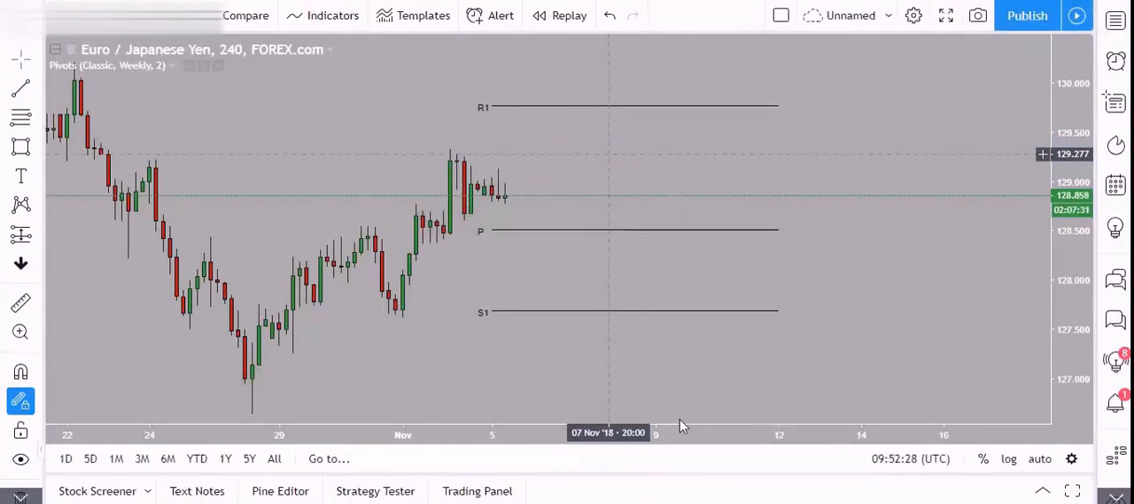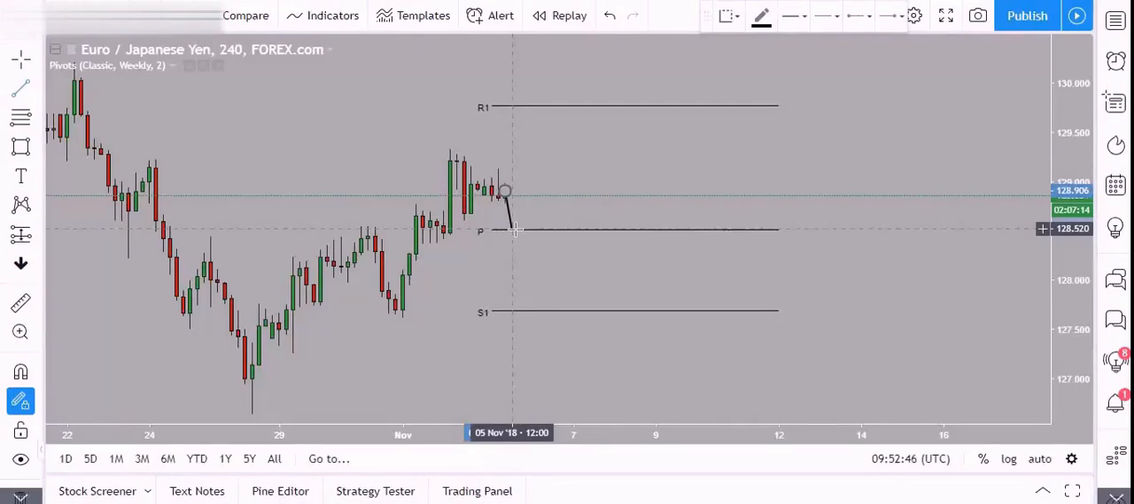Now I want to start and do it in a simple way. Let's start with the pivot. If I put my mouse exactly on the pivot, you will see 128.50. Okay, so it means when the market goes to the downside, it can go to the 50.